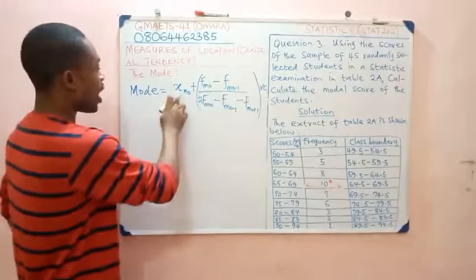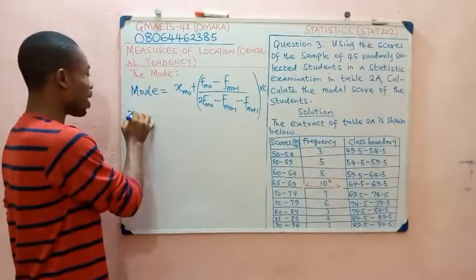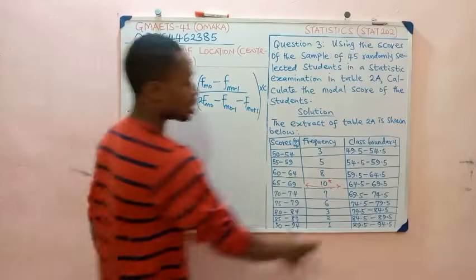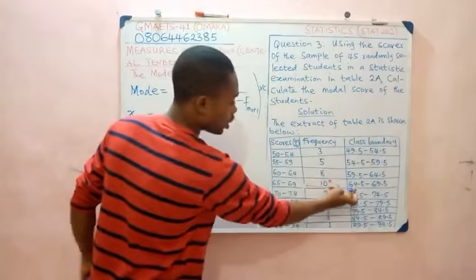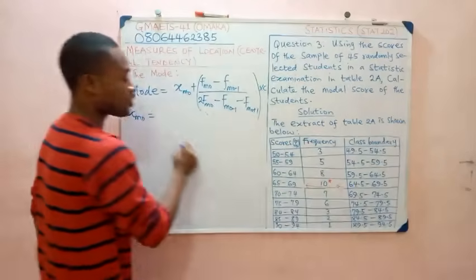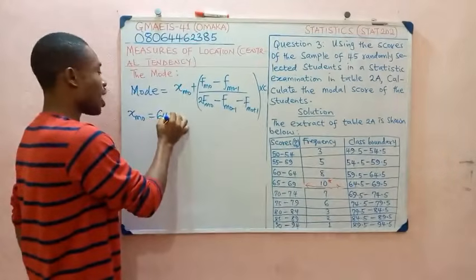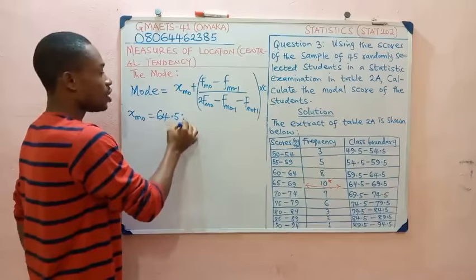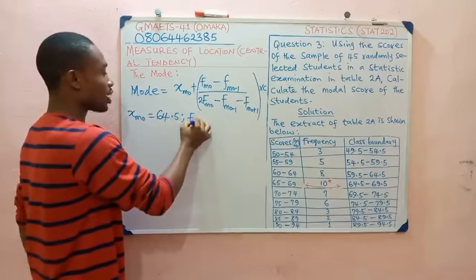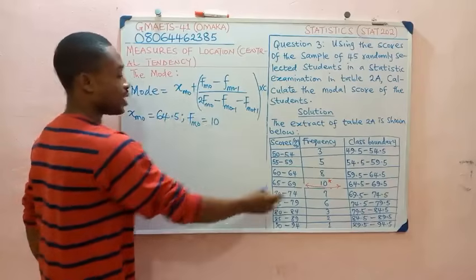Now let us go to XMO, which is the lower class boundary of the modal class. So I'll go to the class boundary. The lower class boundary of that modal class is 64.5. So we're going to write 64.5. Okay, then move on. The frequency of the modal class, already we've obtained, is 10.